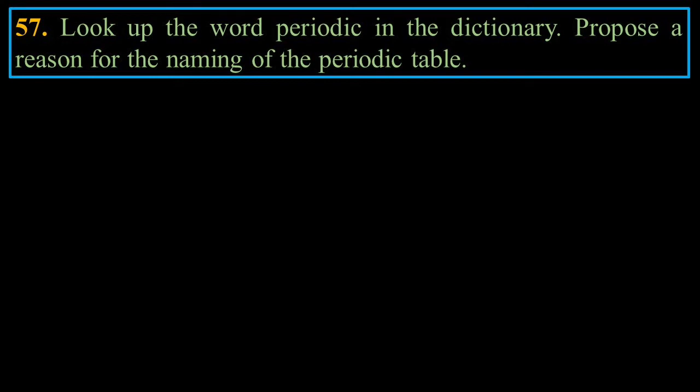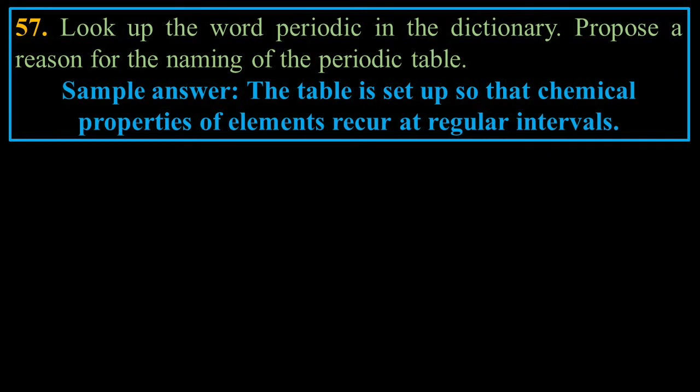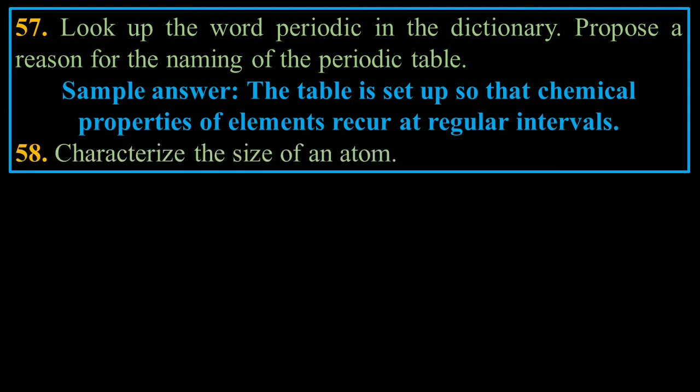Look up the word periodic in the dictionary. Propose a reason for the naming of the periodic table. Well, the properties of elements are repeated in a periodic fashion. The table is set up so that chemical properties of elements recur at regular intervals, or periods.